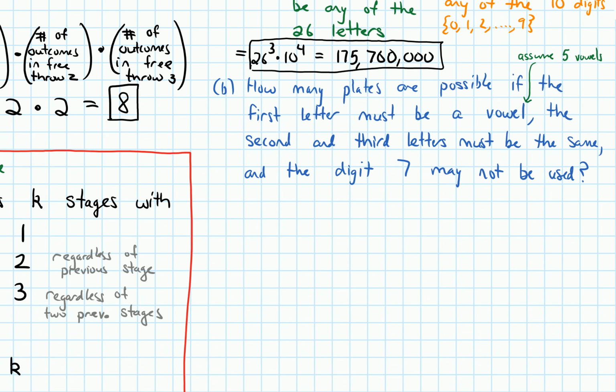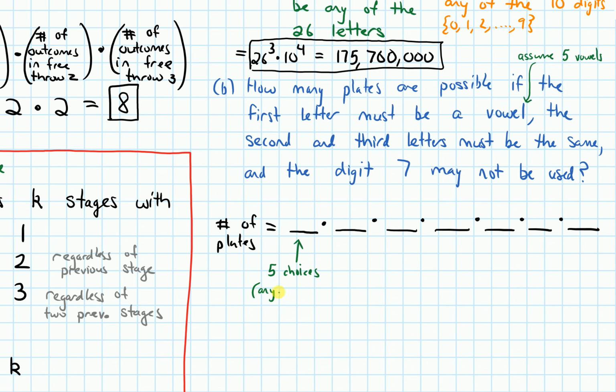So again, I need to think about how many plates. What is the number of plates? And again, we're going to have 7 stages to this, picking each of the 7 entries that make up this license plate. So the question tells us that the very first letter must be a vowel. So there's 5 choices here. Any vowel: A, E, I, O, or U. So 5 choices for that spot.